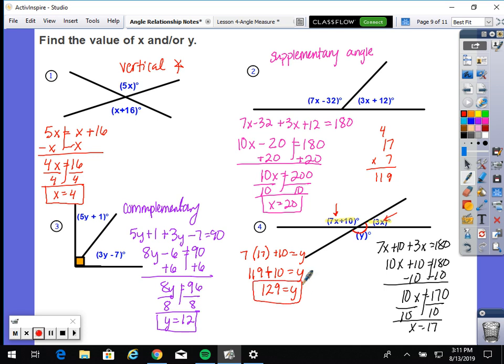So main ideas for this video: supplementary angles, vertical angles, complementary, linear pair and those relationships.